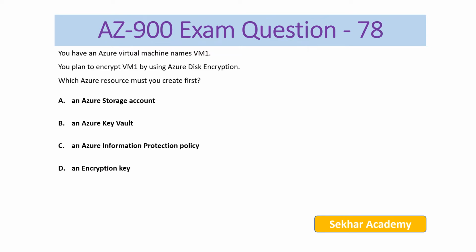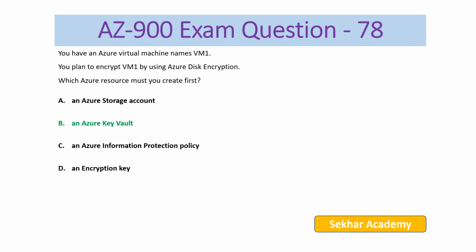AZ-900 exam question number 78. You have an Azure virtual machine named VM1. You plan to encrypt VM1 by using Azure Disk Encryption. Which Azure resource must you create first? Options are an Azure storage account, an Azure Key Vault, an Azure Information Protection Policy, and an Azure encryption key.